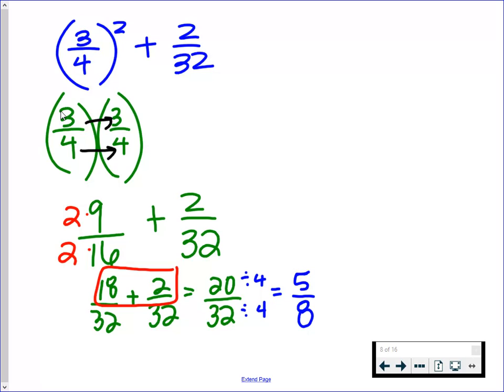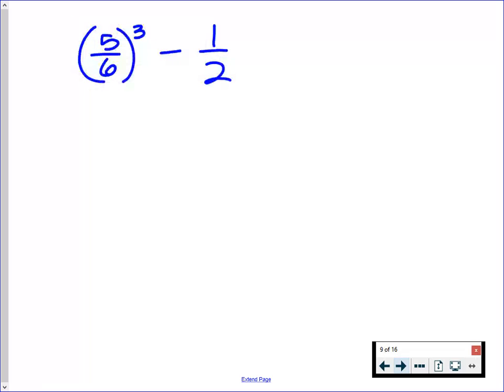Notice I only had one problem on this screen because I needed a lot of space to work and think. Don't try to smush it all in there. Not a good idea. You are ready to pause and work.